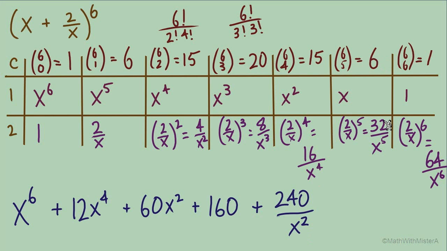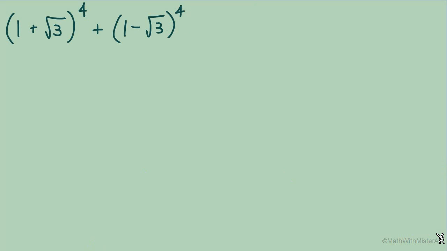Next column, 6 times 32, that will be a 192. And then we have x over x to the 5th. That simplifies to be over x to the 4th. 192 over x to the 4th. And the last column, 1 times 64 over x to the 6th. That's our last term. So we've got a total of 7 terms, and these are the 7 terms of that expanded polynomial. Another example, just for fun, 1 plus radical 3 to the 4th plus 1 minus radical 3 to the 4th.